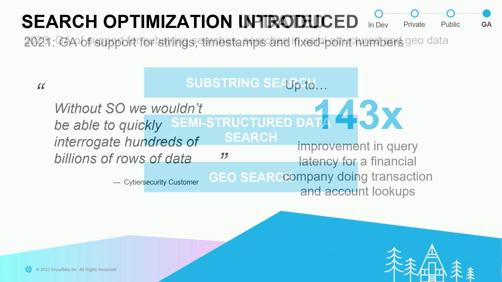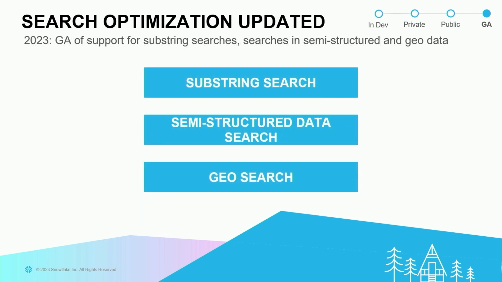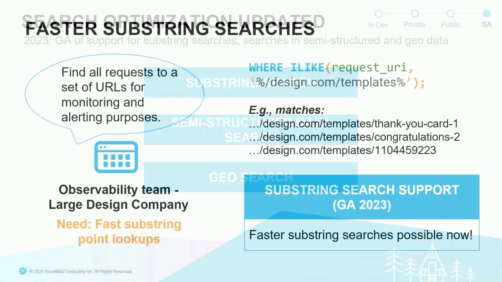But we didn't stop here. Early this year, actually in April, we did a major update to search optimization, almost like a 2.0. We extended the capabilities to support more data structures or data types and also more searches. So we support substring searches, semi-structured data, and geo searches now. Let's look into a little more detail for each of these new things that we do.